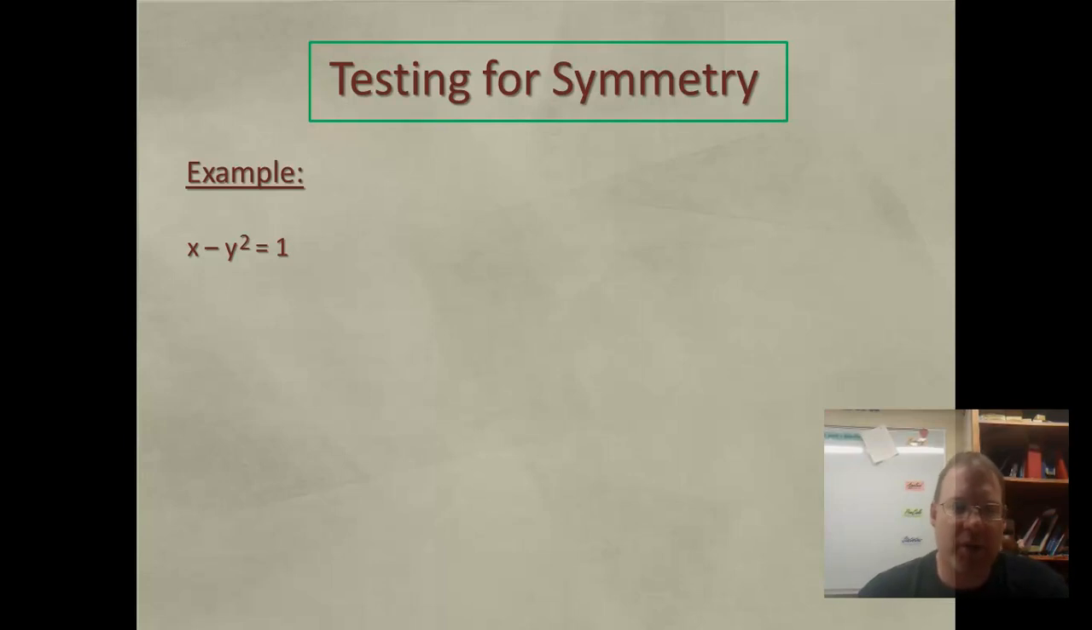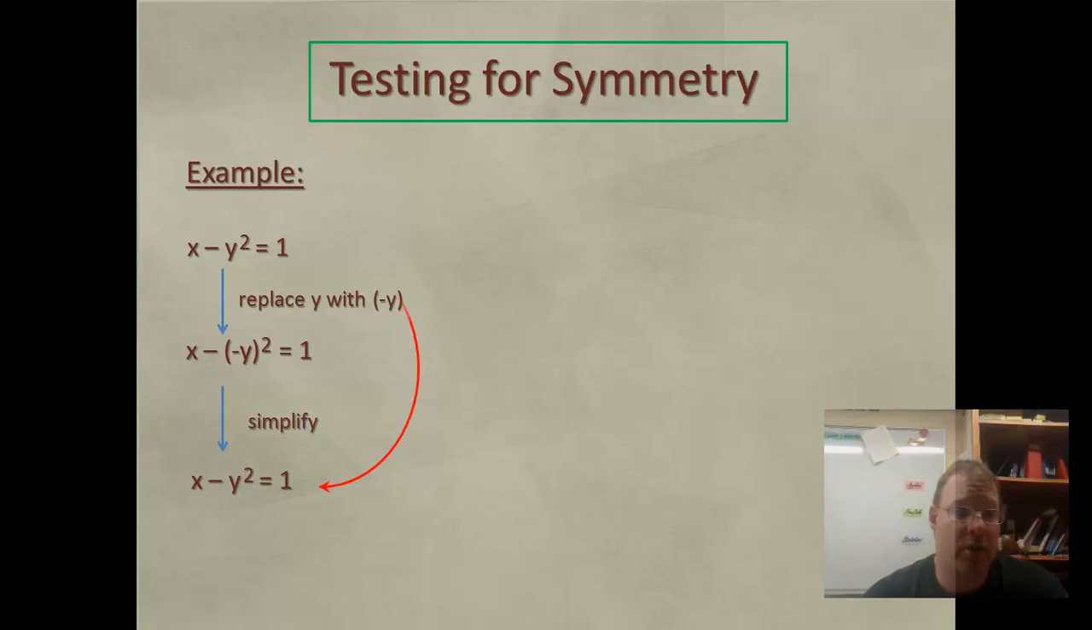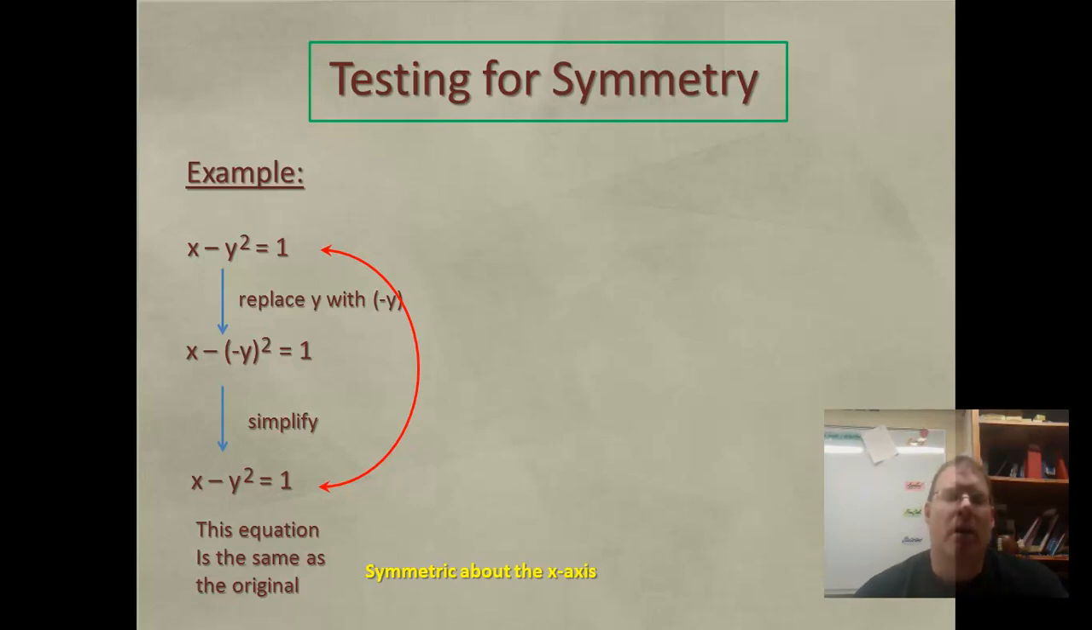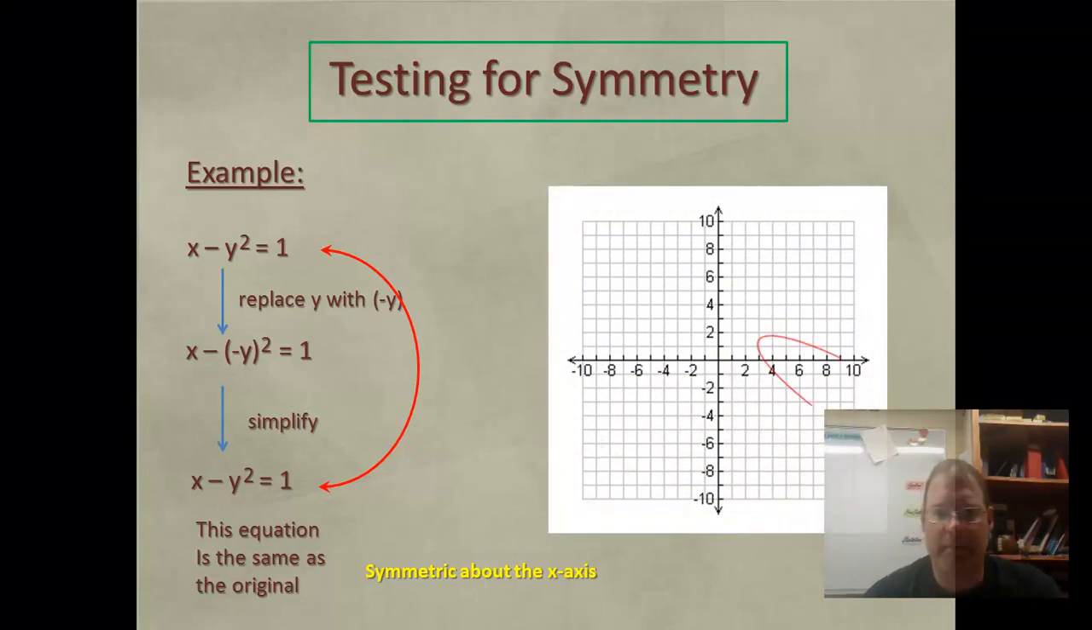x squared minus y squared equals 1. Alright, so if I take that equation and replace the y with a negative y, it looks like this, and when I simplify it, it looks like x squared minus y squared equals 1, which is the same as the original. So that means it's symmetric about the x-axis. Okay? And the graph ends up looking like this. So clearly that one is symmetric about the x-axis.